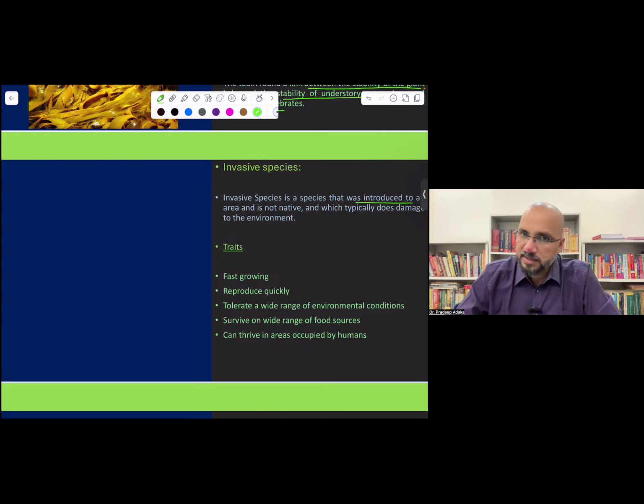Okay, and they damage the ecology of the new area. So they are not native to an area, they are introduced from somewhere else. इसीलिए हम इसको एलियन इन्वेजिव स्पीशीज बोलते हैं जनरली.